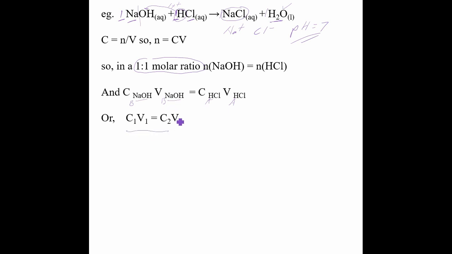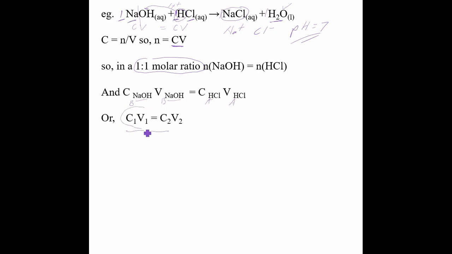Overall though, this of course is the equation that we're going to be using, and we use it in this form here because we know the number of moles are going to be the same, and moles are equal to concentration times volume. So the concentration times the volume of the sodium hydroxide is going to be equal to the concentration times the volume of the hydrochloric acid, because it's a 1-to-1 molar ratio.